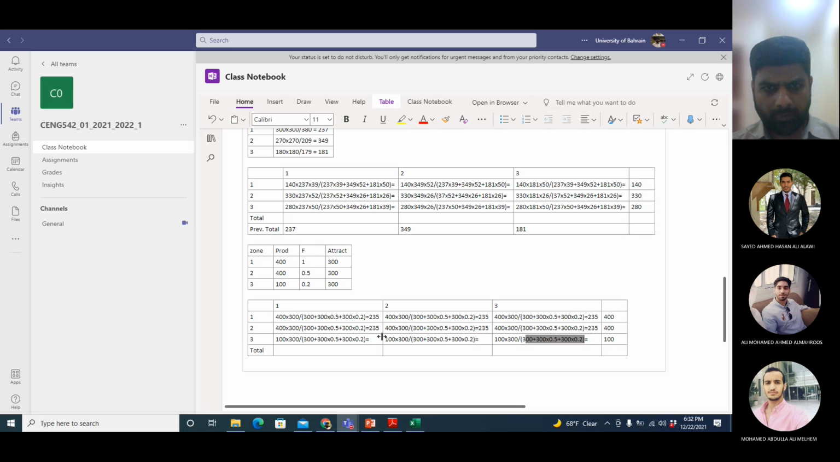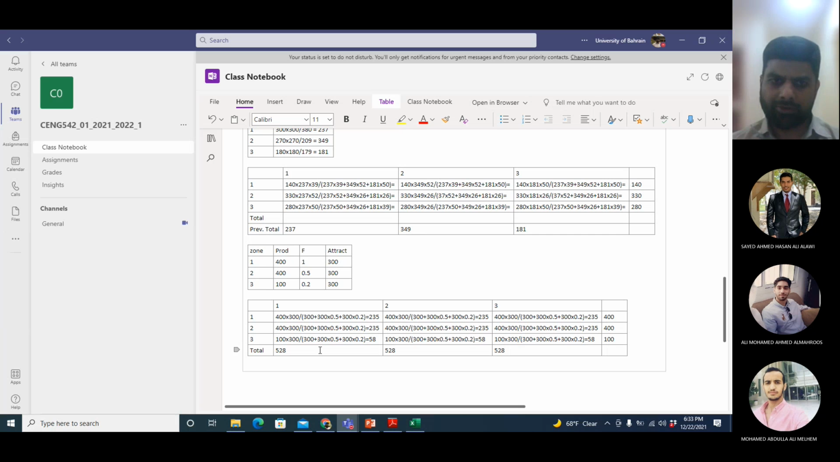58. Then do the total for each column. And the total will remain the same, obviously. Each column is giving how much? 528. This is singly constrained. We only matched the number of productions.